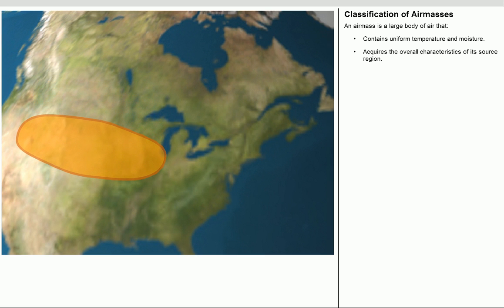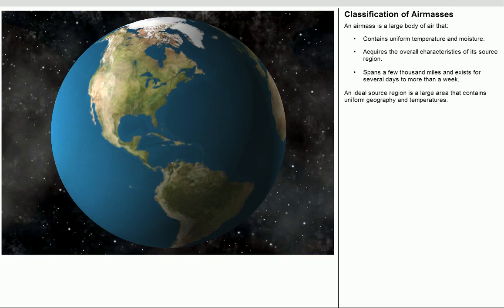An air mass is a large body of air that contains fairly uniform temperature and moisture characteristics. It acquires its overall temperature and moisture properties from the source region, which is the geographic region where the air mass originates. A typical air mass spans a few thousand miles and usually exists as a cohesive body for several days to more than a week. Air masses typically originate in areas in which air tends to stagnate. An ideal source region is a large area that contains uniform geography and temperatures.